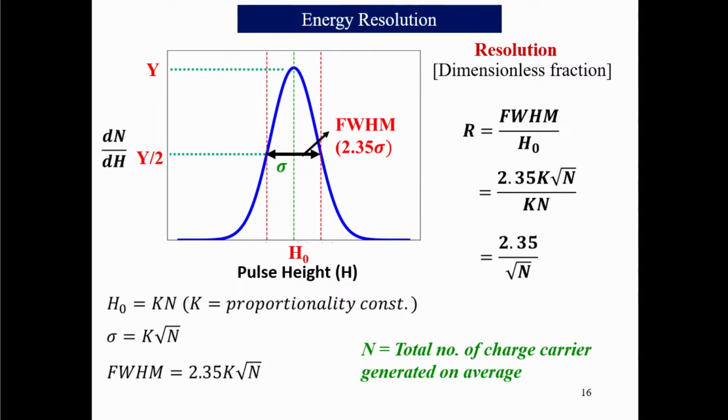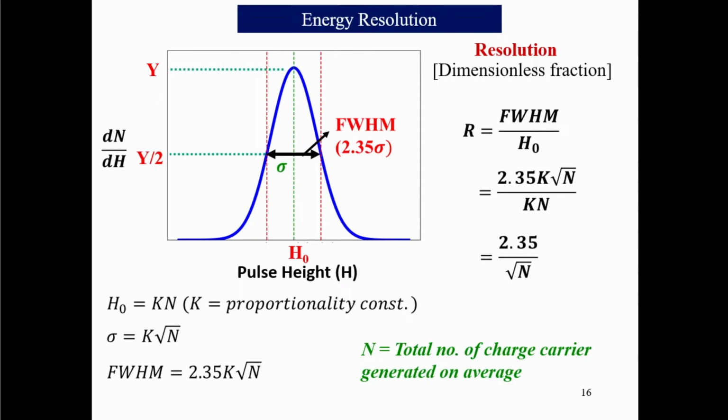So, as we already learned in the GM practical, the standard deviation is basically the square root of your total number of events. So, you can write k square root of n for sigma, and simplify the expression for FWHM as 2.35 k square root of n. The resolution is defined as a dimensionless fraction, FWHM divided by the pulse height, and if you want to quote the percentage resolution, you multiply it by 100. Here, if you replace H0 with Kn and FWHM with 2.35 k square root of n, you end up getting 2.35 divided by square root of n.